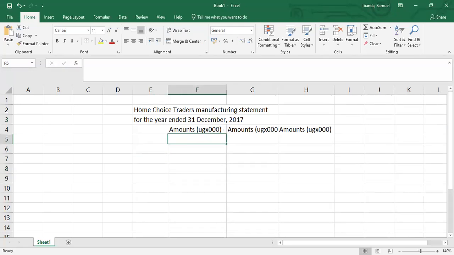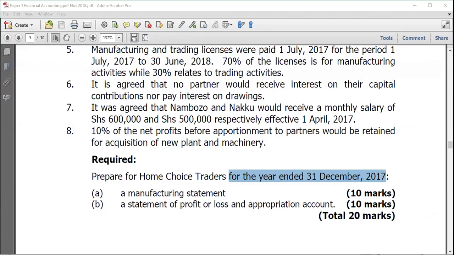Now, what is the importance of a manufacturing statement? A manufacturing statement basically helps us to determine how much was the cost of production. That is what a manufacturing statement basically helps us to do. It helps us to determine the cost of production.